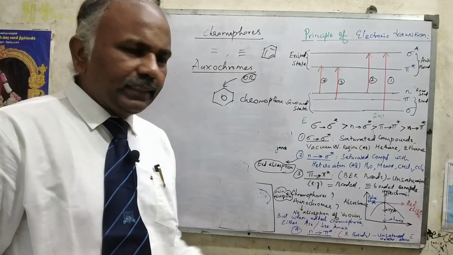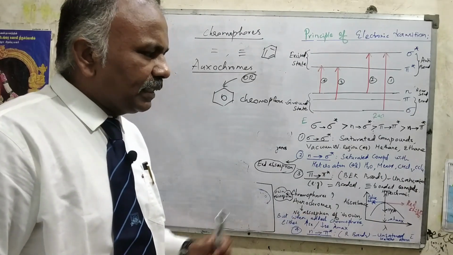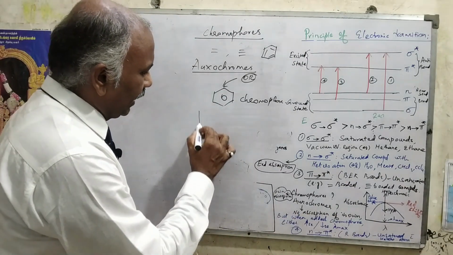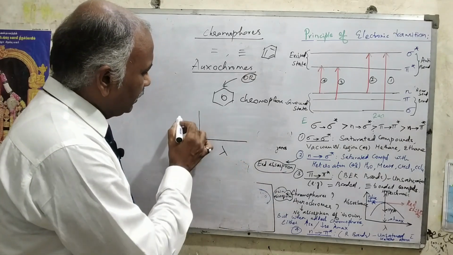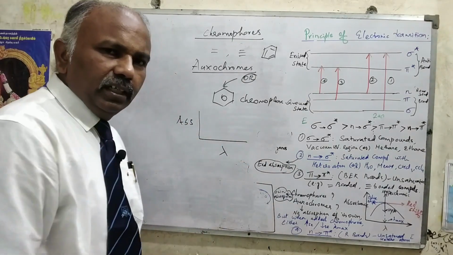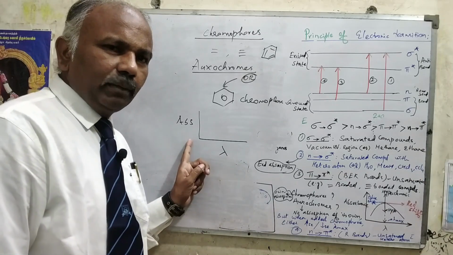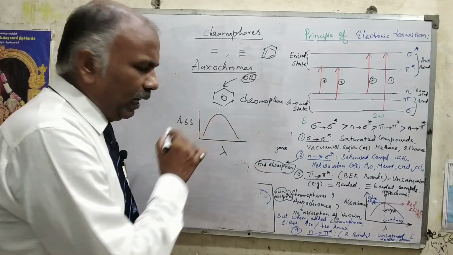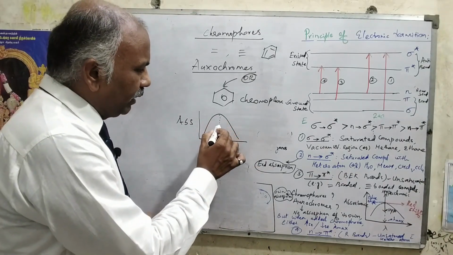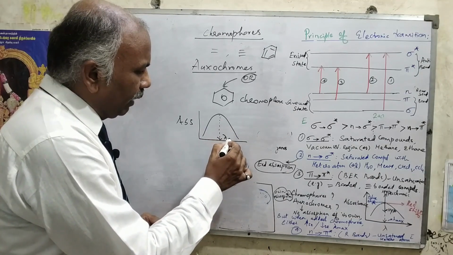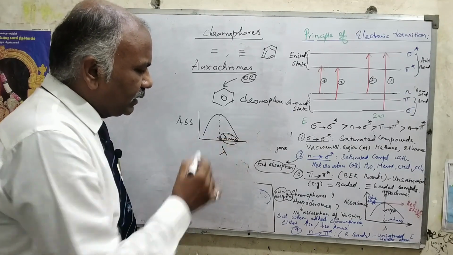So as I told you, what is this lambda max? Lambda max is basically like this. If you look here, wavelength versus absorbance. If I plot the graph of wavelength versus absorbance, I will be getting this type of graph. So this is the maximum area. This one is called lambda max. What is this lambda max?